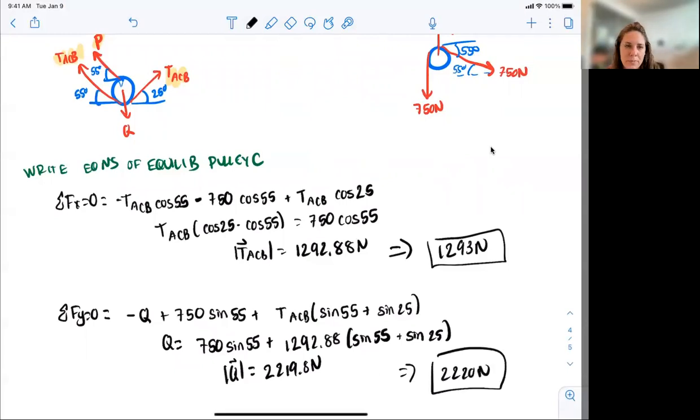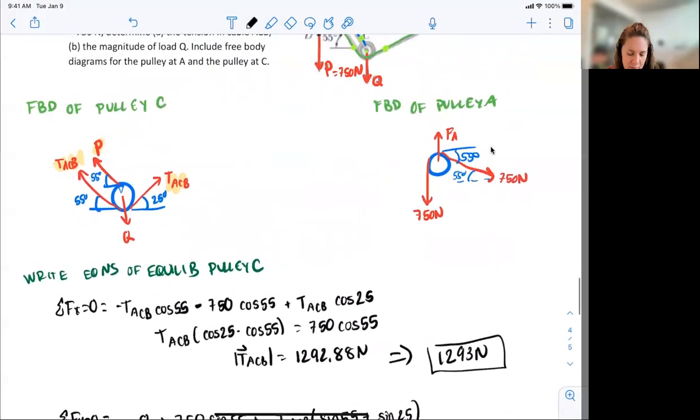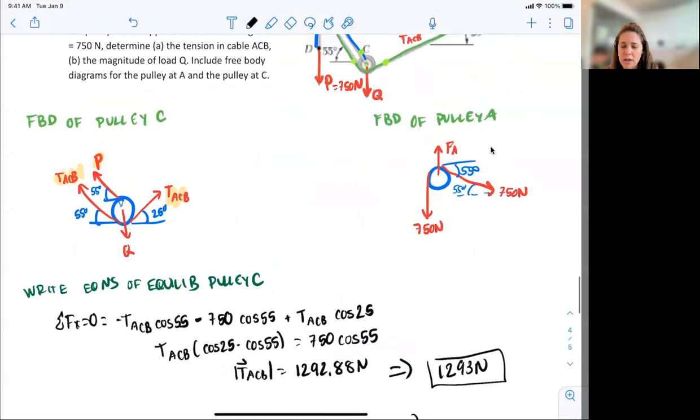So there you go. I was able to do this just by solving the free body diagram of pulley C, although you kind of use the free body diagram of pulley A and understanding of pulleys to get that 750 newtons for P acting on pulley C.